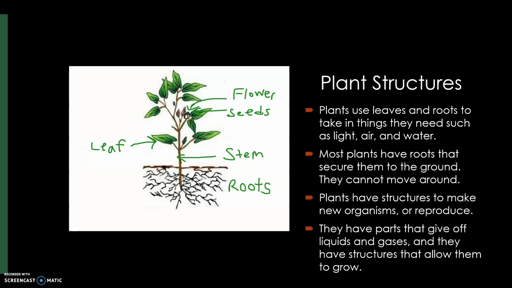Plants have structures to make new organisms, or reproduce. They have parts that give off liquids and gases, and they have structures that allow them to grow.